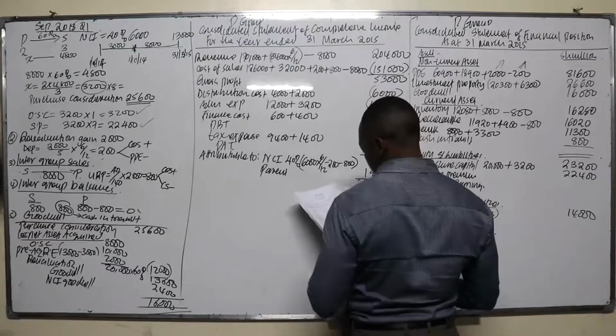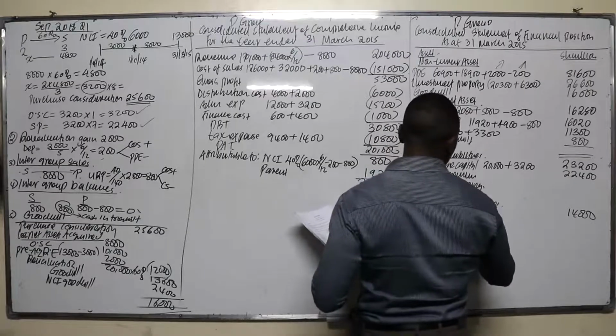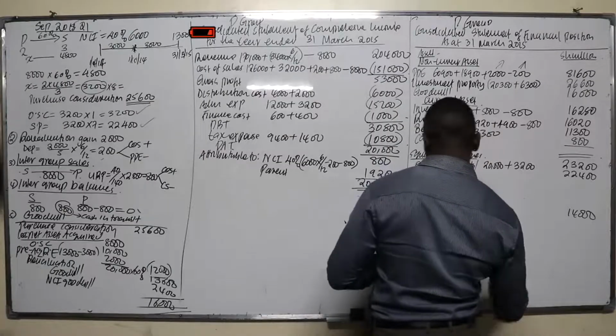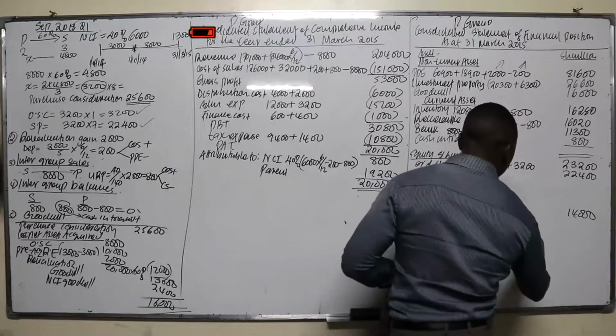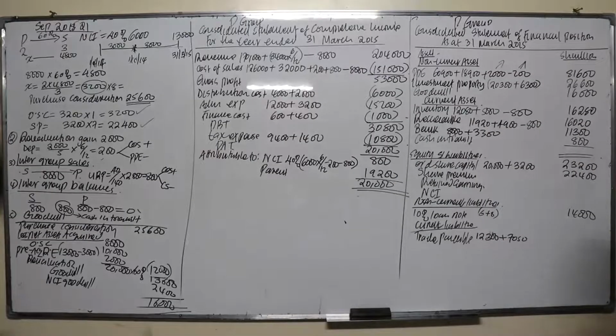The current liabilities, we have trade payables, an amount of 12,300. You add 7,050. Any other adjustment? 12,300, 17. 19,350, right? Any adjustment here?